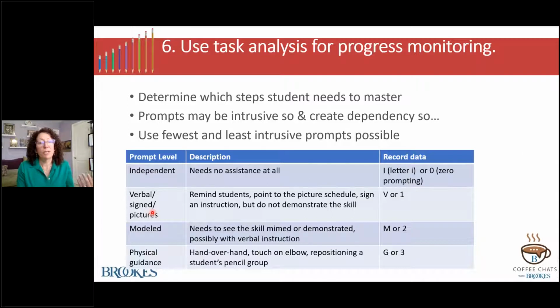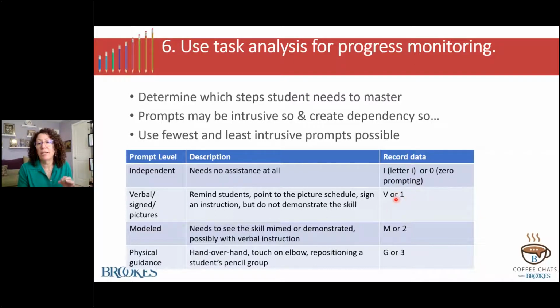Verbal and signed prompts. A verbal prompt, sometimes in classrooms, can sound like nagging. It's reminding students: remember to put your name on your paper, put your name on the paper, or going to picture schedules, signing, using sign language. We're not demonstrating the skill, we're not showing them what to do, we're just reminding them. On your recording sheet, you might record a V or a number 1.